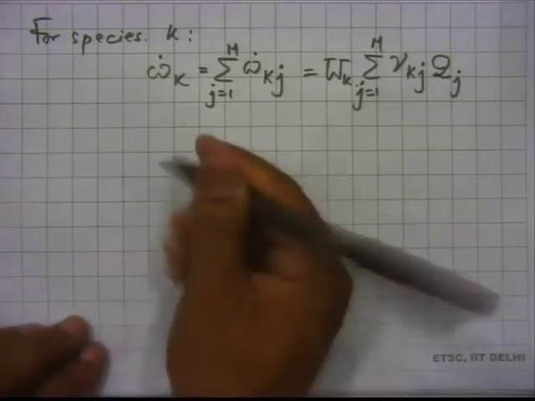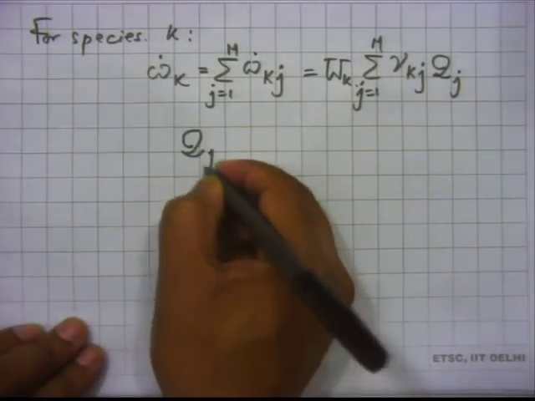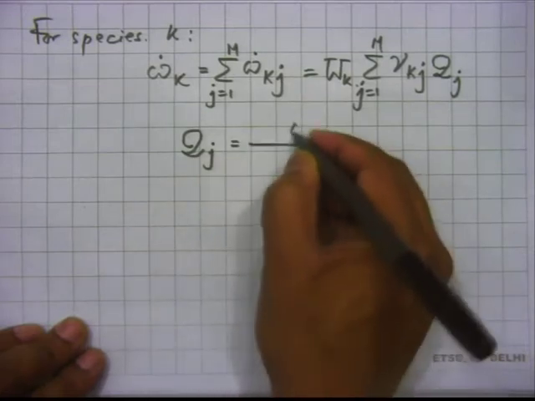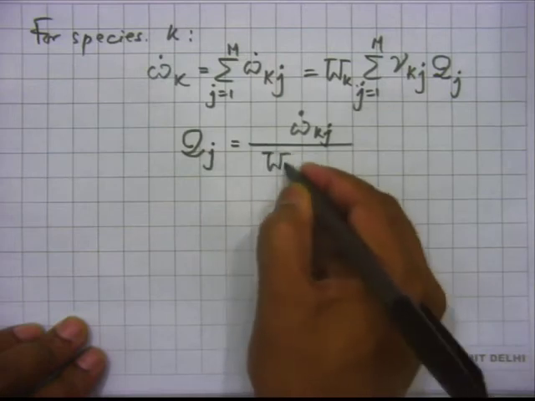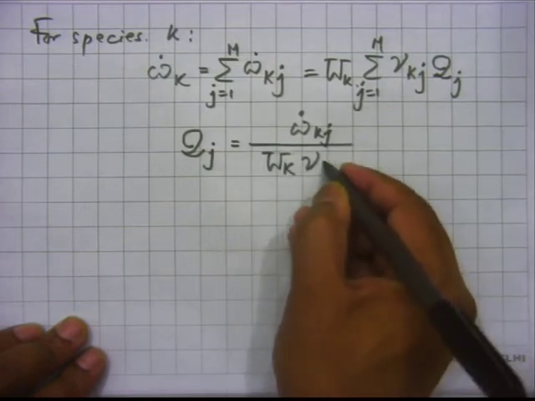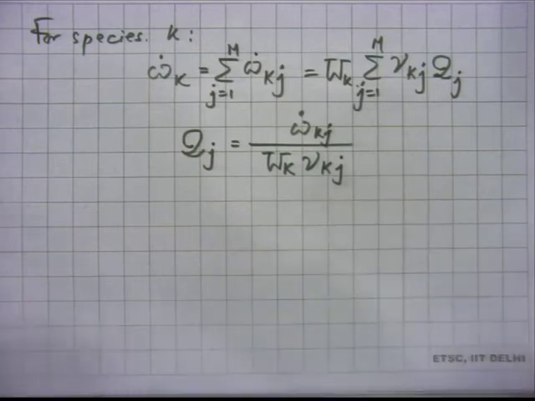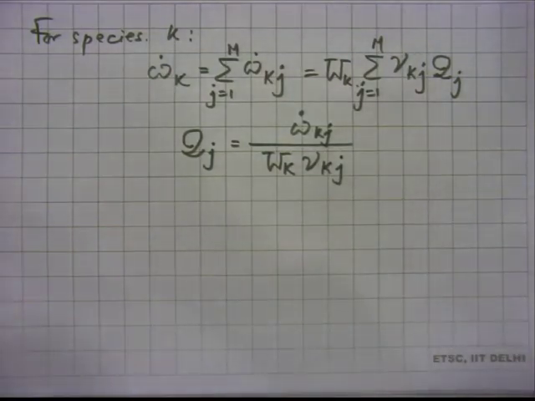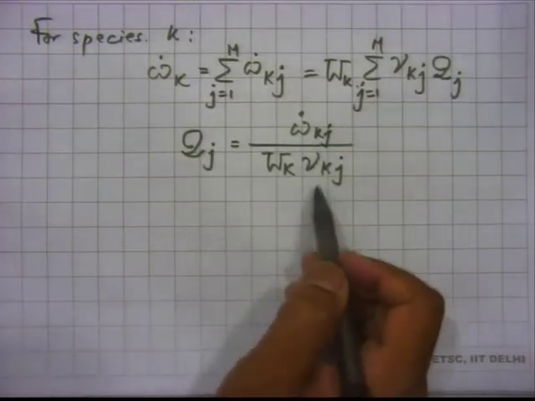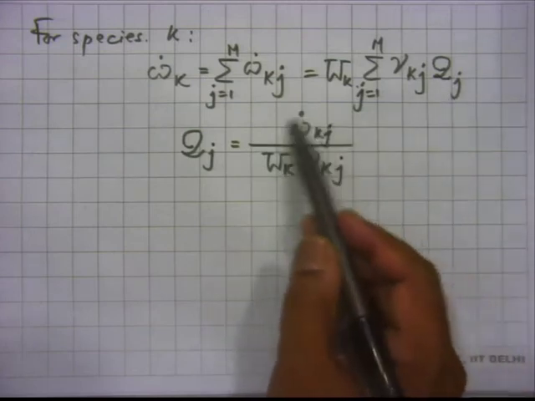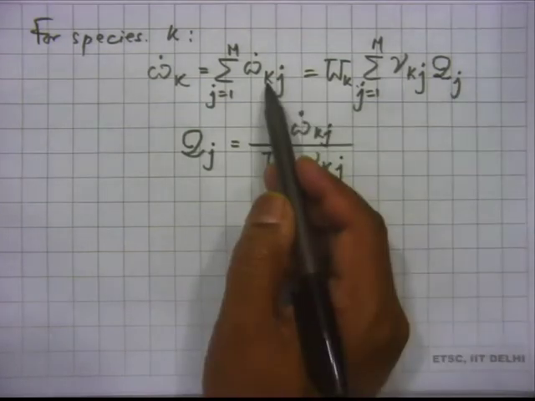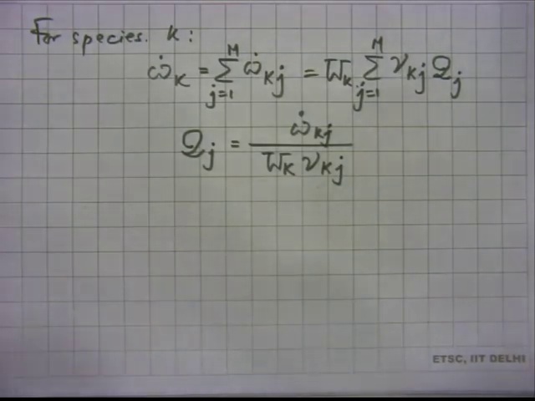So, this capital omega j is omega dot kj divided by Wk nu kj. All right. So, it is just a name given to this, and you can verify if you put this in here, we get this. It is not very complicated, just a matter of new notation.